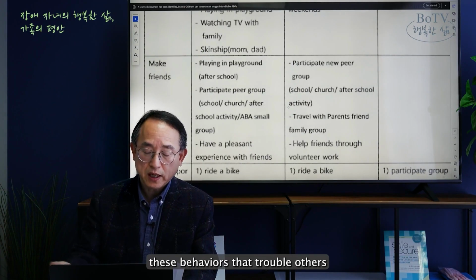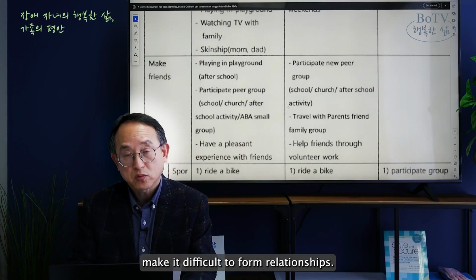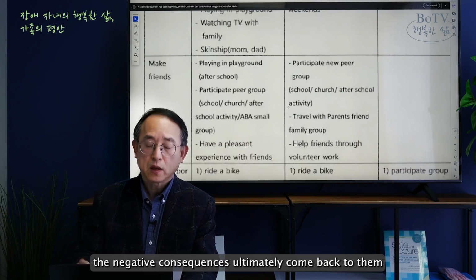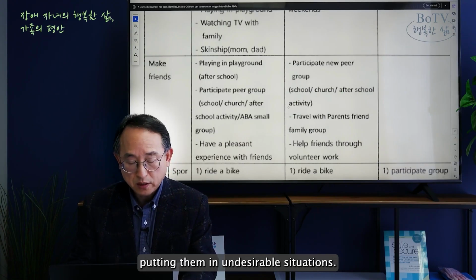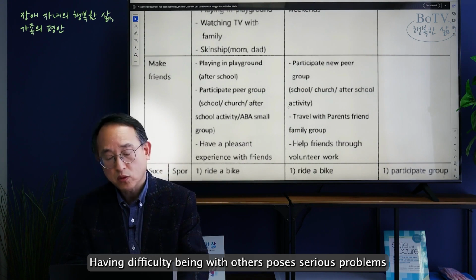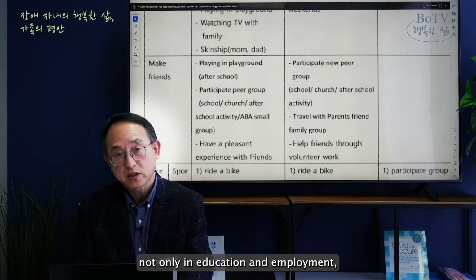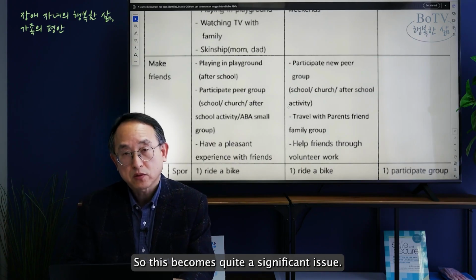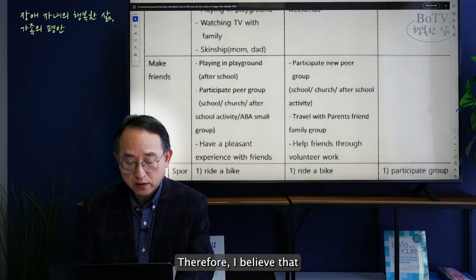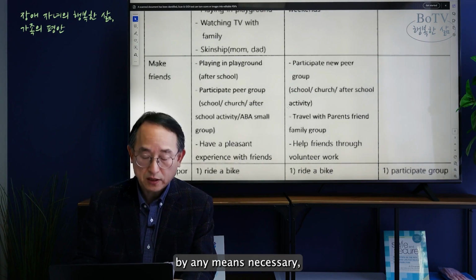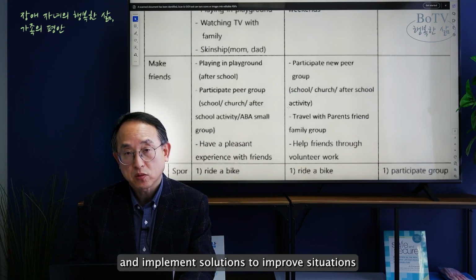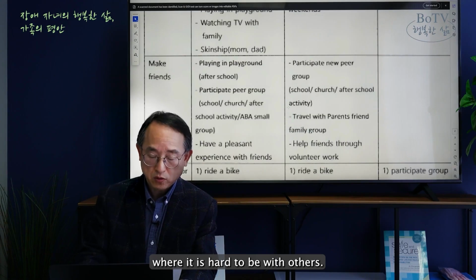However, these behaviors that trouble others make it difficult to form relationships, and as a result, the negative consequences ultimately come back to them, putting them in undesirable situations. Having difficulty being with others poses serious problems, not only in education and employment, but even in friendships and participation in programs. So this becomes quite a significant issue. Therefore, I believe that, by any means necessary, it is important to come up with and implement solutions to improve situations where it is hard to be with others.